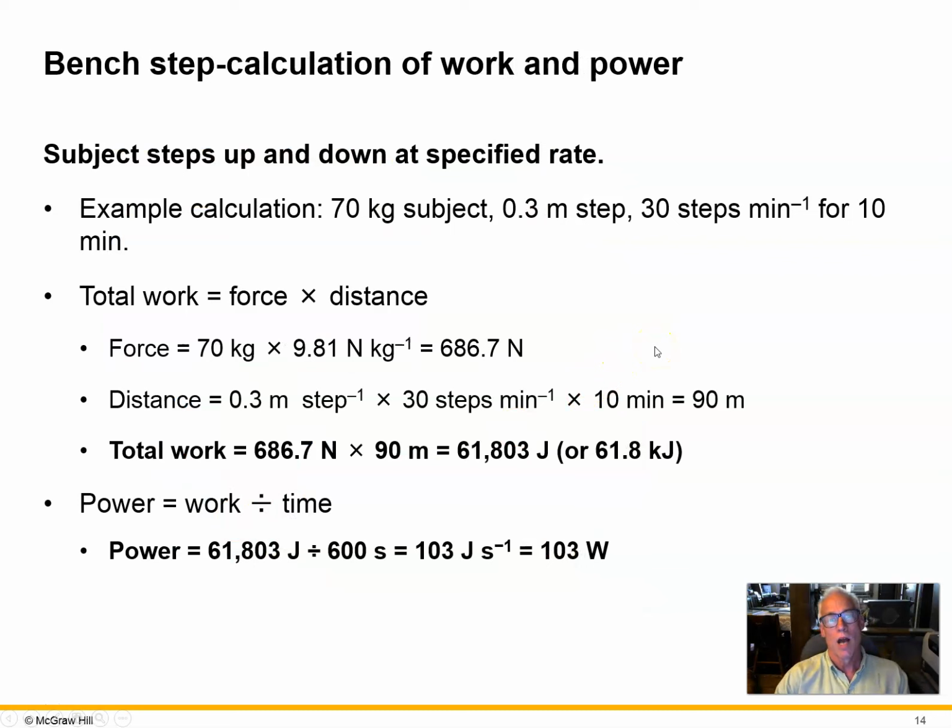So for a step ergometer or bench step bout of exercise, we can figure out the work by looking at the amount of weight that we're going to lift in newtons, how far we're going to lift it against the force of gravity in meters, and then how many times we're going to do that. So here in this example, we have 70 kilograms of weight. We're going to convert that to newtons because every kilogram is 9.81 newtons. So now we know that we have 686.7 newtons that we're lifting each time.